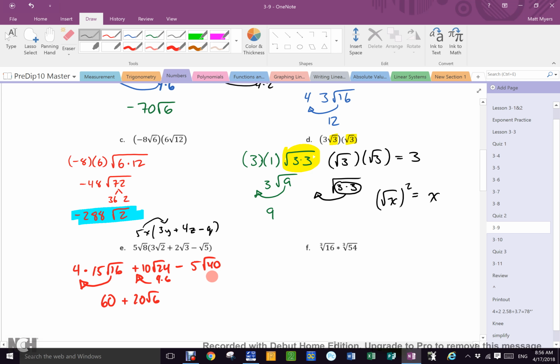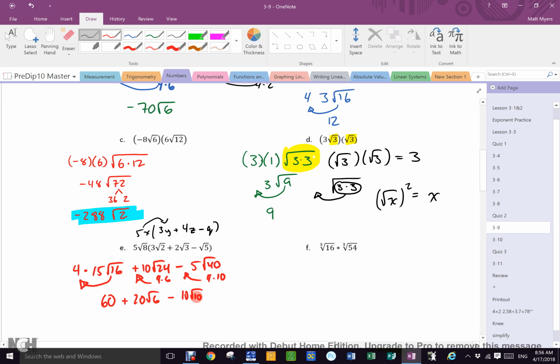What's 40? 4 times 10, yeah? What comes out? 2. And there's already a 5 there, so it's 10 root 10. Can I put them together? Yes. Where? Where is that? Oh, you know. So that guy's done. Cool? All right. Is everybody good to there?